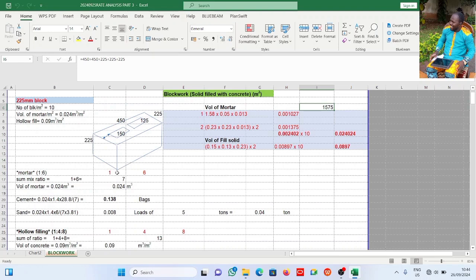450, 450, 225, 225, then the middle also 225. That is what we have here. 450, 450, this length and the other at the back. Then 225, 225, this and this other side, and the last 225 at the middle. That is where you are going to have the mortar for the block to sit on. So this is one. The distance from here to the hollow is 150, 150. This middle also is 150, while the hollow itself is 150 mm by 225 mm.